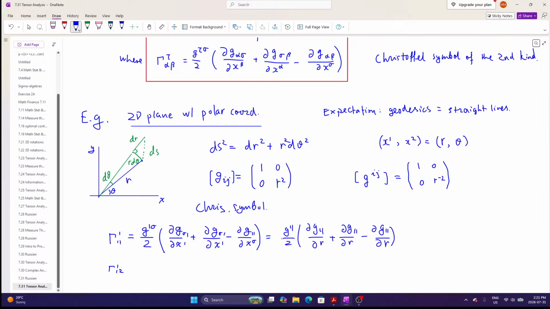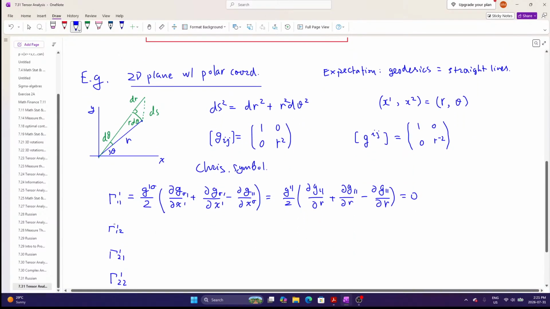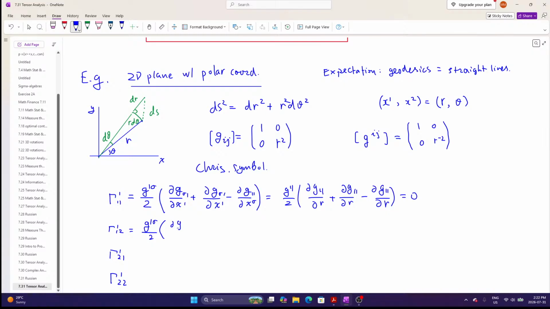So now let's evaluate this and see what happens. g11 is 1, which is a constant, which means all the partial derivatives of g11 are all 0. So this is just 0. So we're done with this coefficient. And gamma 1, 1, 2 would be as follows. So you have G1 sigma over 2 times dg over dx. Once again, just like what we did earlier. We'll worry about the indices later.